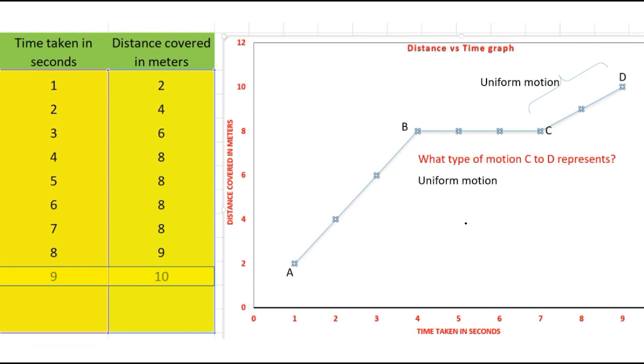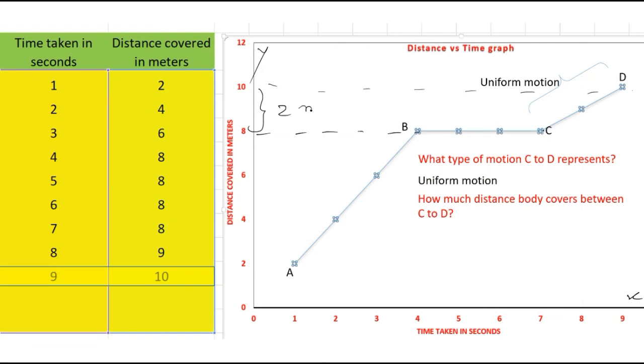And suppose again I ask you a question, how much distance does the body cover between C to D? Look at this distance time graph. From here it has started, it is ending somewhere here. So how much distance does the body cover between C to D? Just from 8 meters to 10 meters. This is point D and this is point B or C. So distance covered means you have to find it on the distance y-axis. If you are asked to find time, you should see the x-axis. So how much distance here? Just 2 meter distance, right?